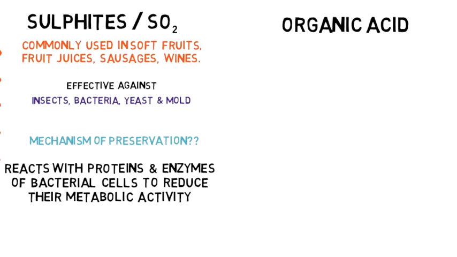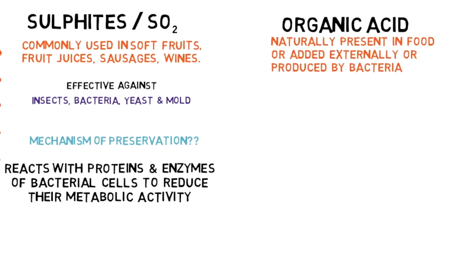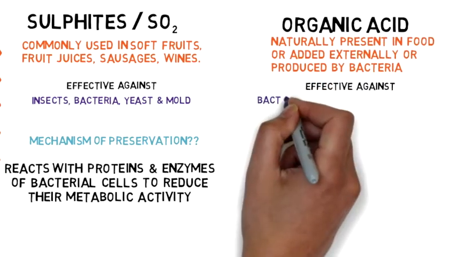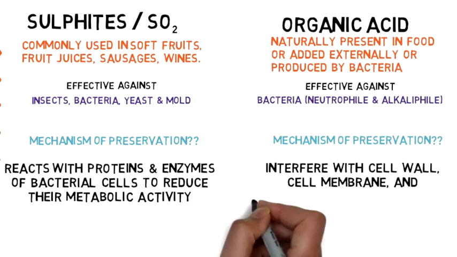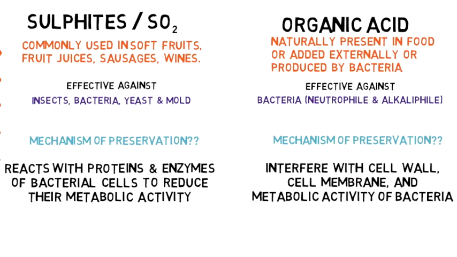Organic acids can be naturally present in food or added externally or produced by bacteria. They are effective against bacteria, especially neutrophiles and alkalophiles. And their mechanism of preservation is that they interfere with cell wall, cell membrane, and metabolic activity of bacteria.